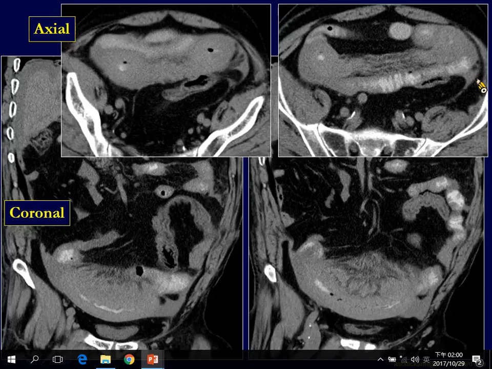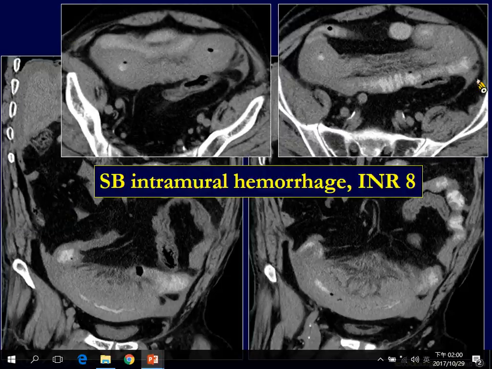This is a patient who presents with a very abnormal loop of small bowel. We see some contrast making it through. This wall thickening is very high density, and we have a lot of high density engorgement in the associated mesentery. This turned out to be a case of small bowel hemorrhage in a patient who had been anticoagulated a little bit too aggressively.